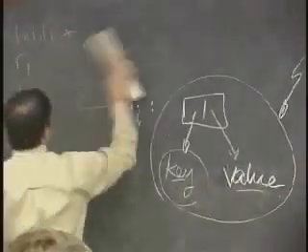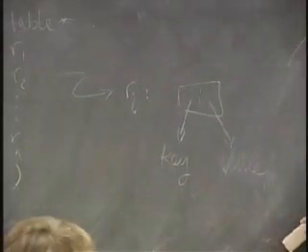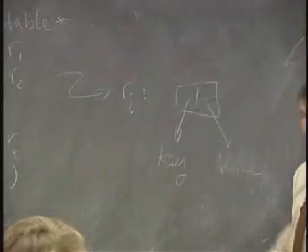Each R sub 1, R sub 2 is a pointer to a cons. Is one cons, right?